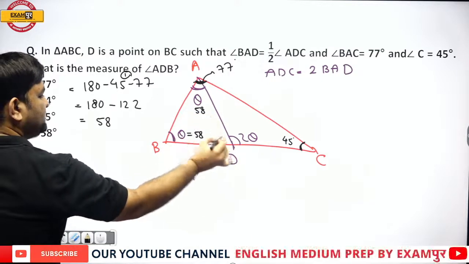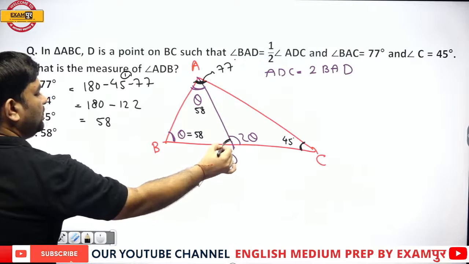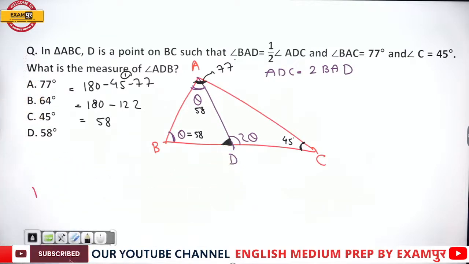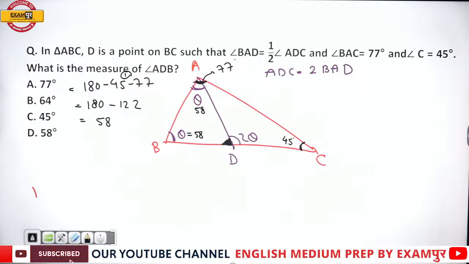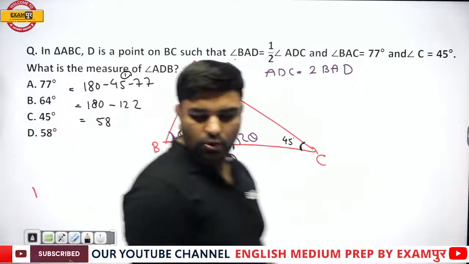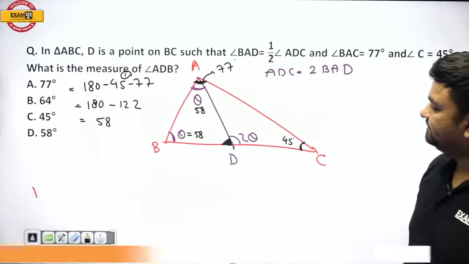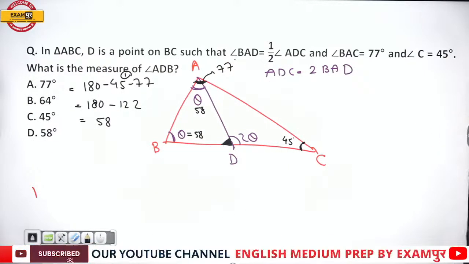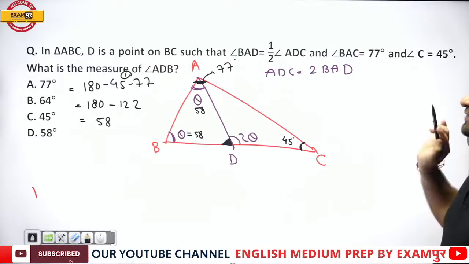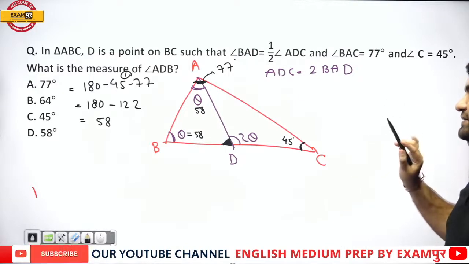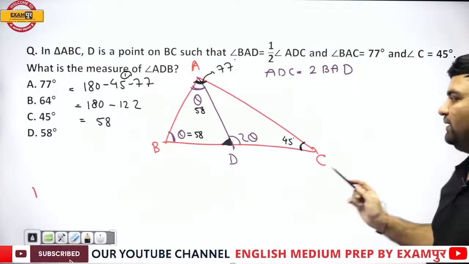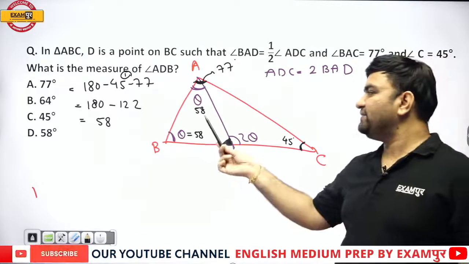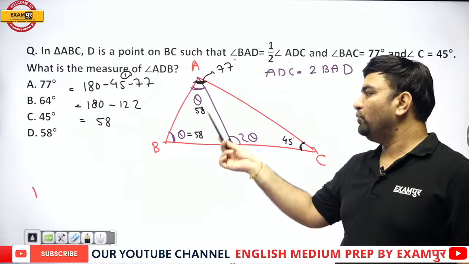58. What is the remaining? Do watch out, guys. 180 minus 45 minus 77 is 122. So 180 minus 122 is 58. This angle is 58. So 122.